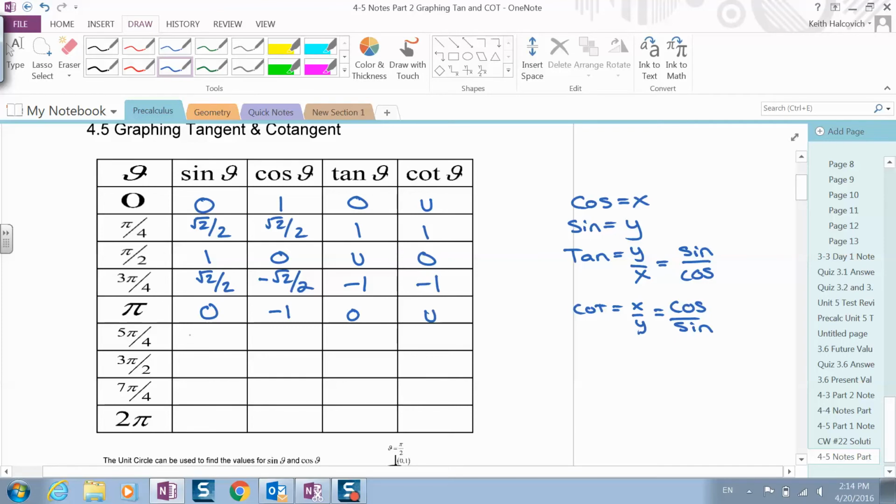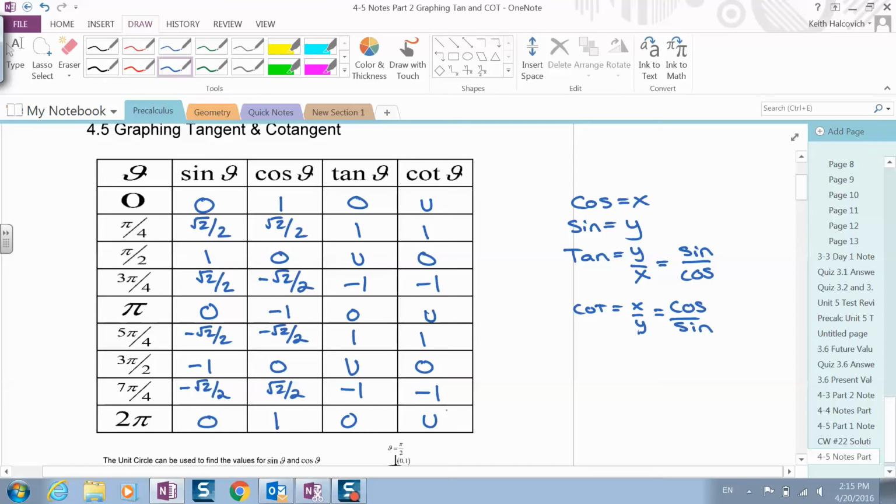For 5 pi over 4, they are both negative, because that's in the third quadrant. And negative over negative gives you positive for cotangent and tangent. At 3 pi over 2, the sine is negative 1, the cosine is 0. The tangent is sine over cosine, which is undefined. The cotangent is 0. At 7 pi over 4, which is in the fourth quadrant, the sine is negative. The cosine is positive. The tangent is negative, and so is the cotangent. And back at 2 pi is the same as 0.